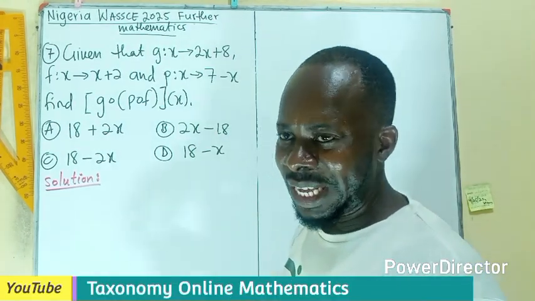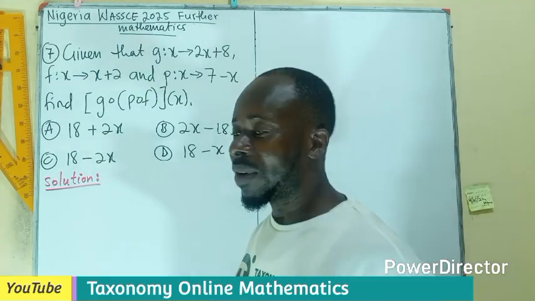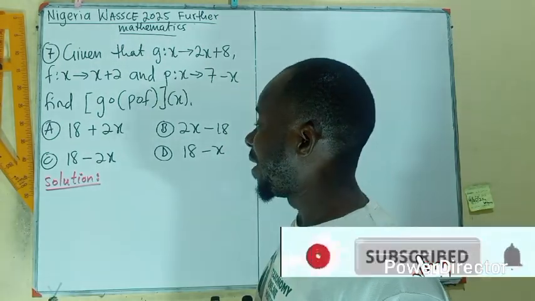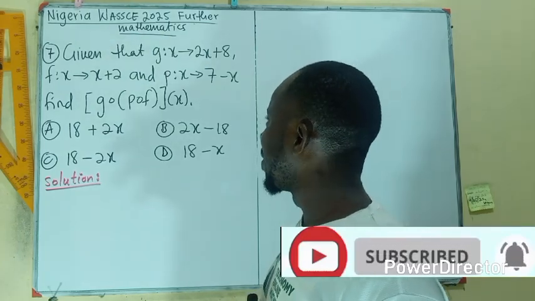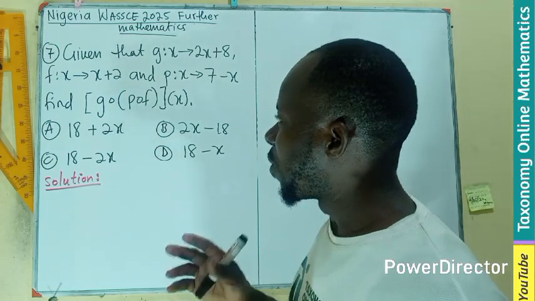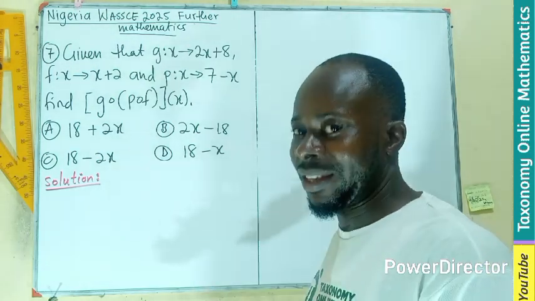Welcome. Number 7 is on the function. Given that g of x is 2x plus 8, f of x is x plus 2, and p of x is 7 minus x, we have to find the composite function g of p of f of x.